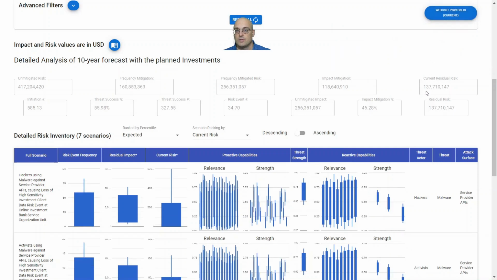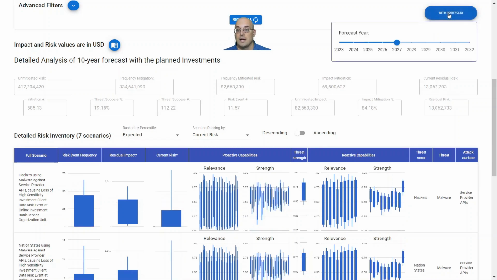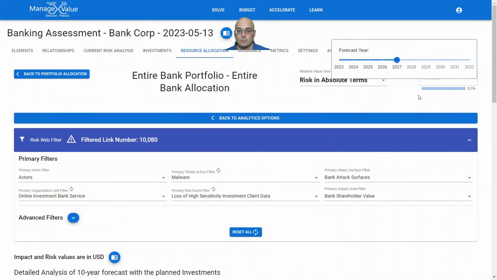So I just switched to the current view, which is the without portfolio view. The current risk within these 7 scenarios is $138 million. And then with the portfolio in 2027, according to the roadmap, we would decrease this to 13 million only. Obviously, this is a significant risk mitigation benefit from these scenarios only, even though these investments probably mitigate multiple other scenarios.